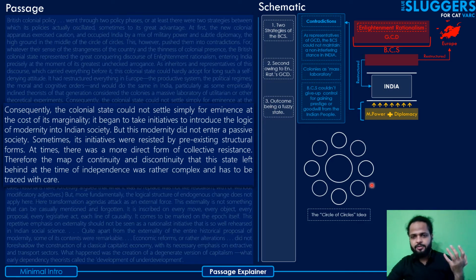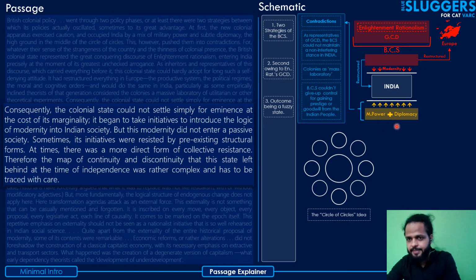That we will not interfere in the day-to-day workings of the groups, just consider us the eminent rulers of the state, and we will not interfere in any of this. It was not okay with that. It could not settle for eminence at the cost of marginality. It needed to interfere and transform everything according to its own intellectual ideas. So it thus began to take initiatives to introduce the logic of modernity into Indian society. Now, this is, by the way, guys, the second strategy.